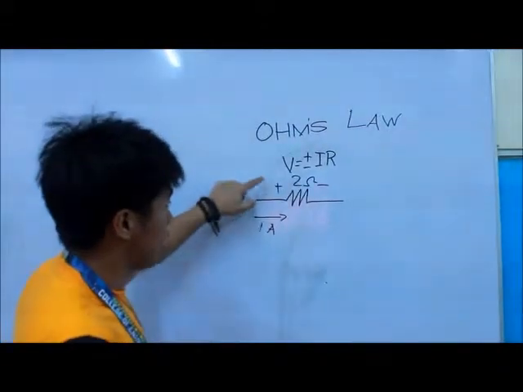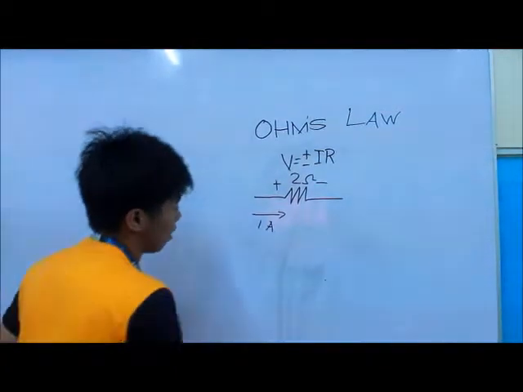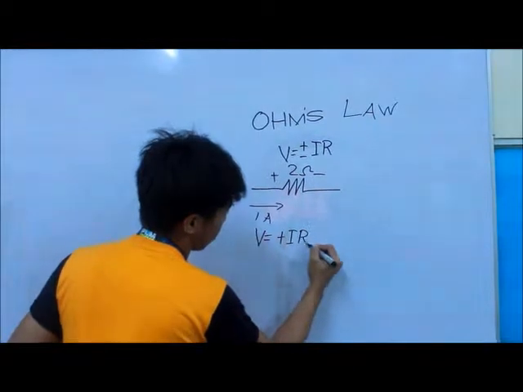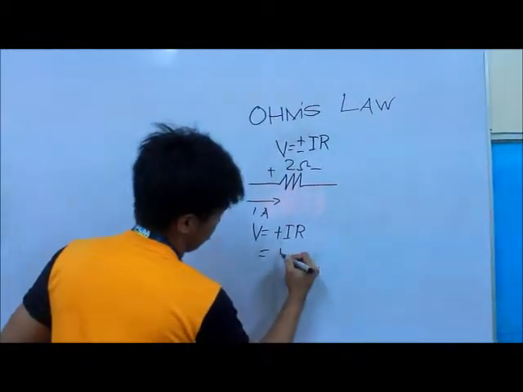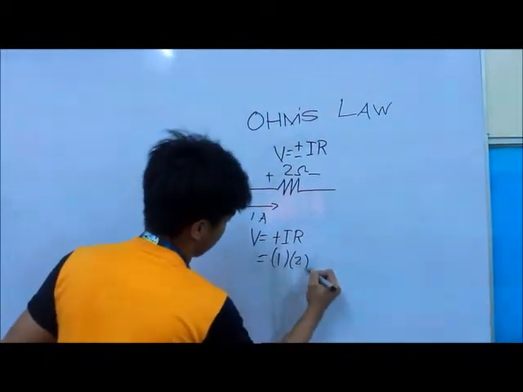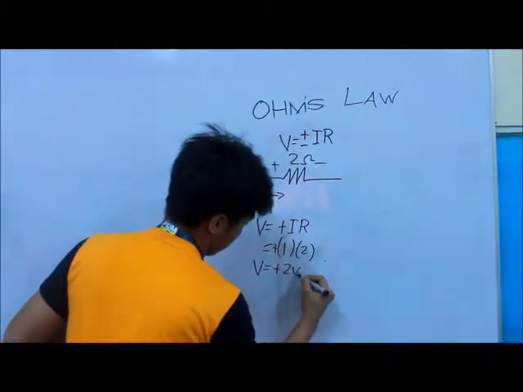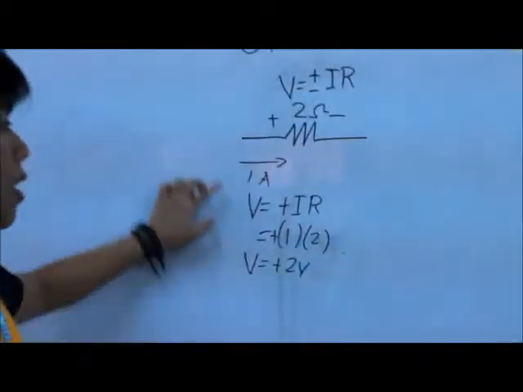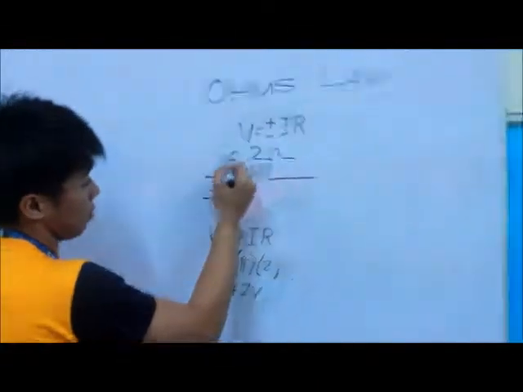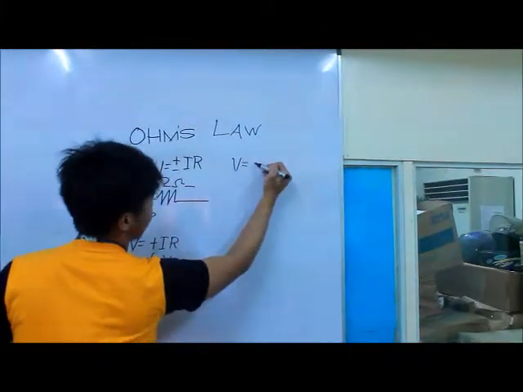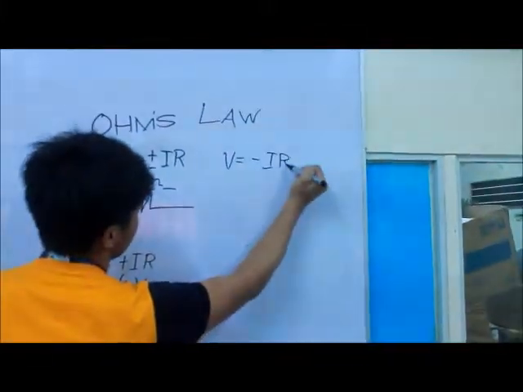The current is entering a positive terminal, so we will use V equals positive IR. Let's try to solve it. The voltage is positive because the current enters a positive terminal. Now let's try V equals negative IR.